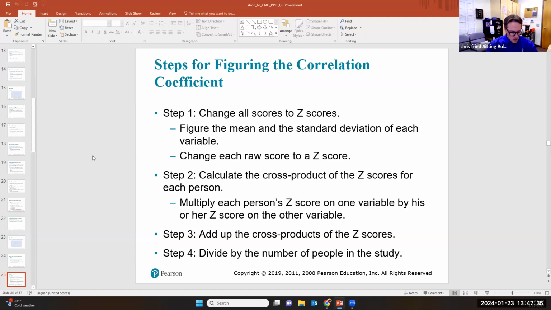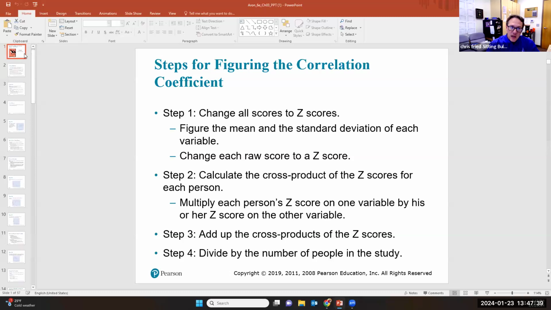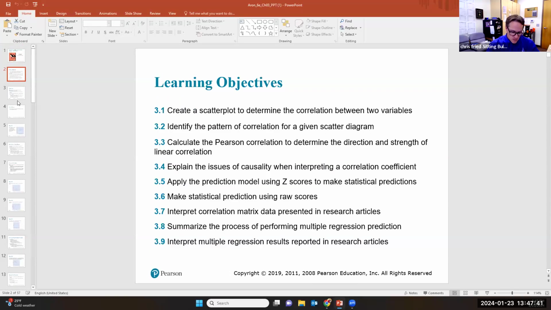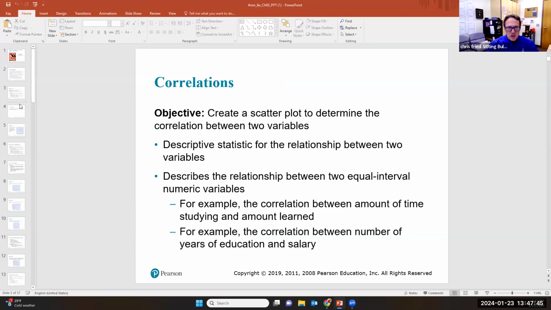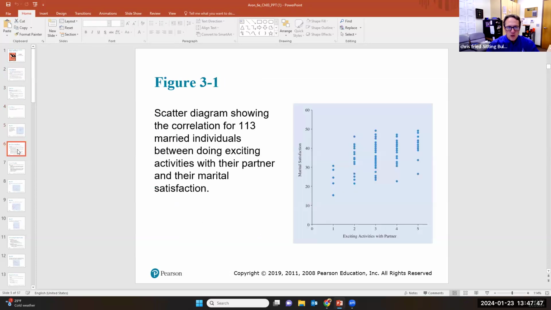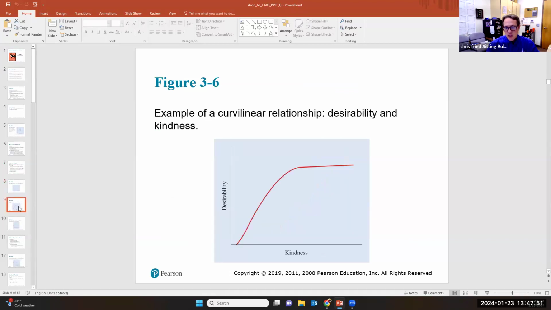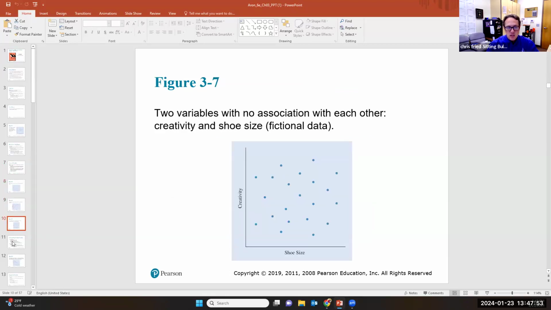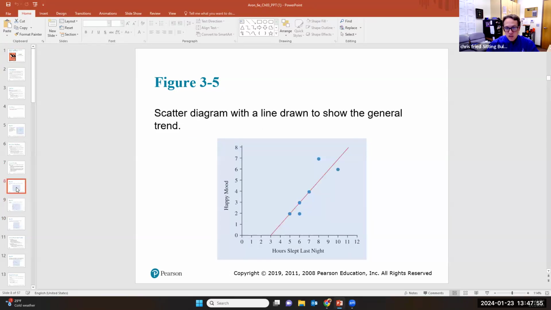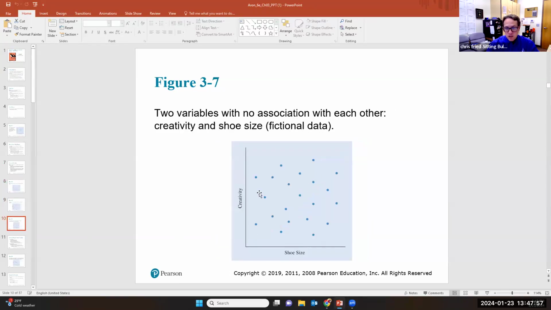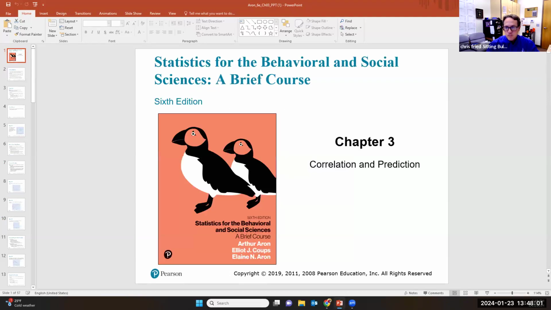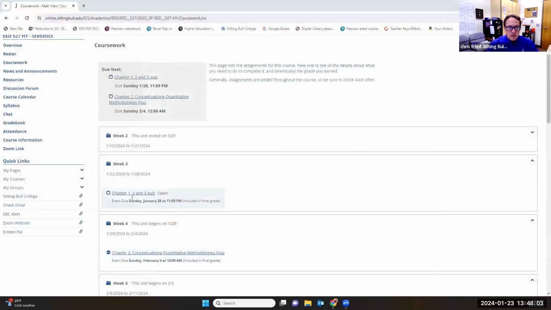There's not a whole lot from chapter 3 that I'm having you take a look at, just a few things in regards to correlation and a few things on prediction. The biggest one that is interesting to me is the scatter diagrams, where you can see connections or correlations if there are some, or if there is not any correlation between variables at all.